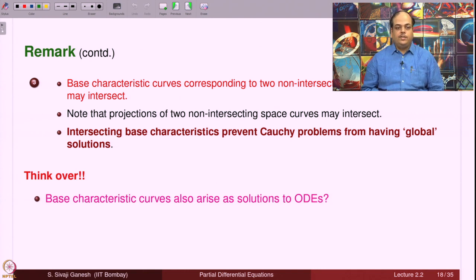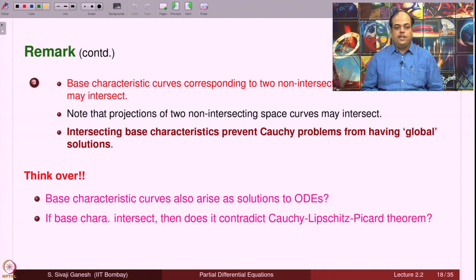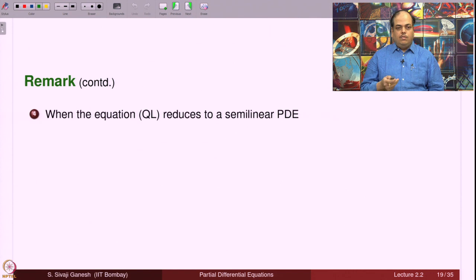Now, this is an exercise for you to think over. Base characteristics also arise as solutions to ODEs. If base characteristics intersect, does it contradict the Cauchy-Lipschitz-Picard theorem? Does it contradict that theorem? Of course, things are working well, it should not contradict, but then this confusion is there, right? Because they are also solutions to initial value problems of ODEs. Okay, we will clear that later.